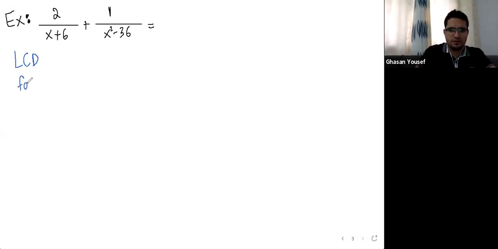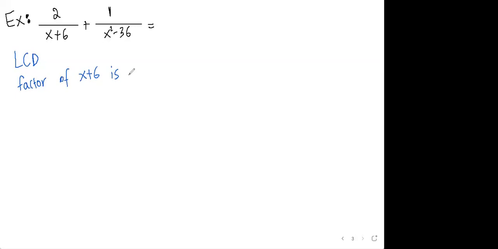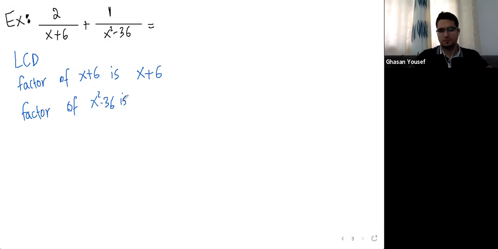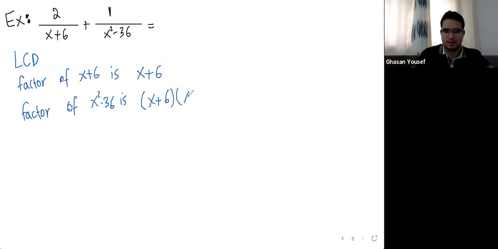Now, what is the factor of x plus 6, the denominator of this fraction? What is the factor of x plus 6? The same thing. It's already factored. And what is the factor of x squared minus 36? x plus 6 times x minus 6. Yes, this is correct.